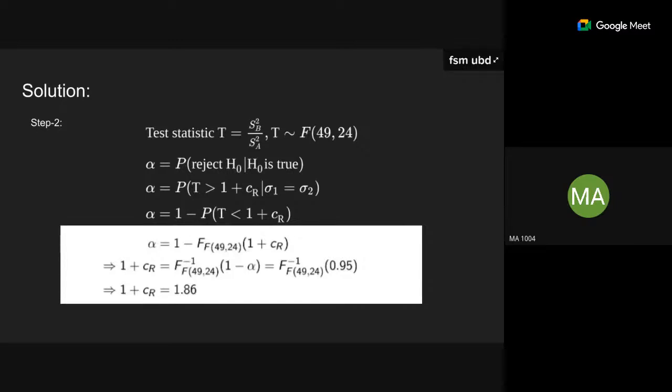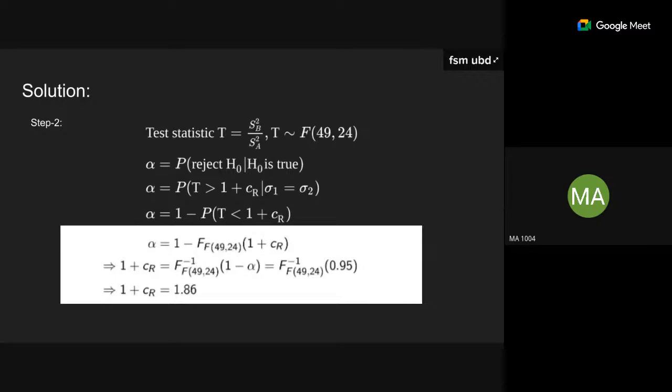Now this probability that T is less than 1 plus CR, I can write it as F49 comma 24 of 1 plus CR. Now I take everything to one side except 1 plus CR on the other side. So it will be 1 minus alpha, and taking the F inverse, 1 plus CR will be equal to F inverse of F49 comma 24 of 1 minus alpha. Alpha is given as 0.05, so 1 minus alpha will be 0.95, and this value is given to us as 1.86.